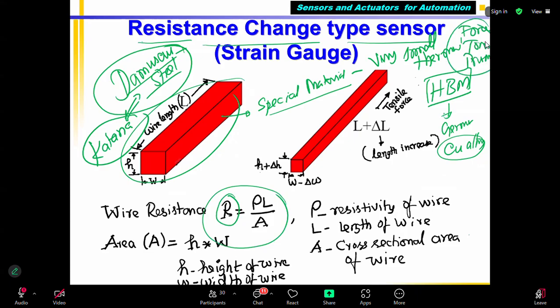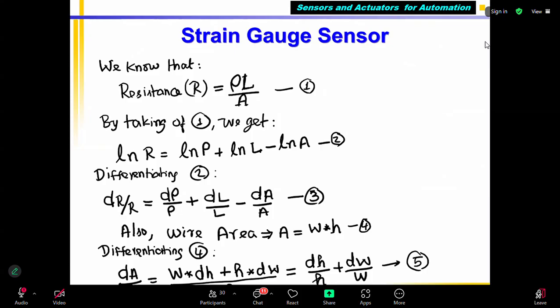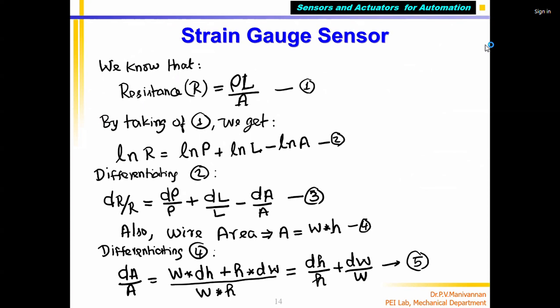So, the basic principle. Now how the sensor works, a little derivation is there. We know that a strain gauge is a wire. For a wire, resistance R is rho L by A. This is the first equation. Taking the natural log of this equation, R equal to rho L by A, it becomes ln R equal to ln rho plus ln L minus ln A, because A is in the denominator. This is my second equation.